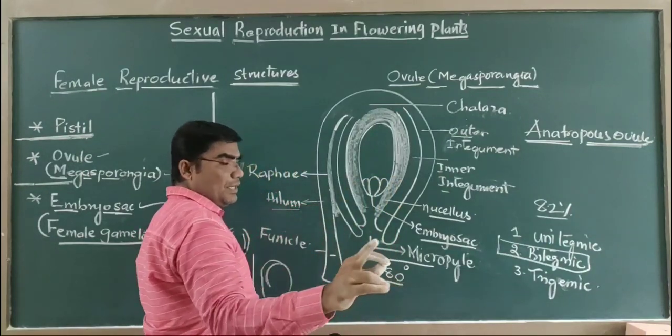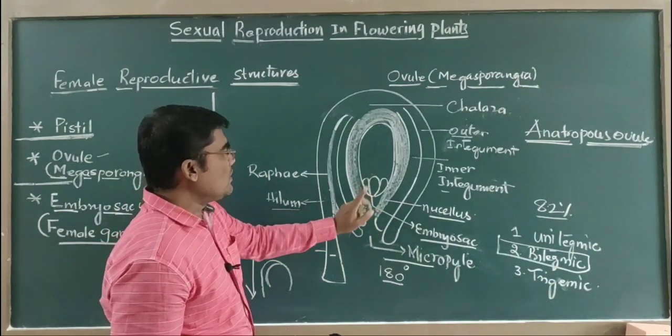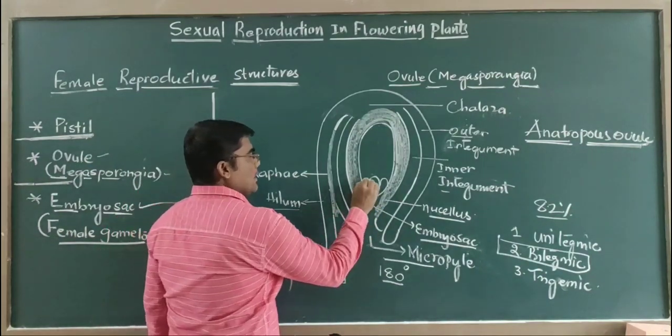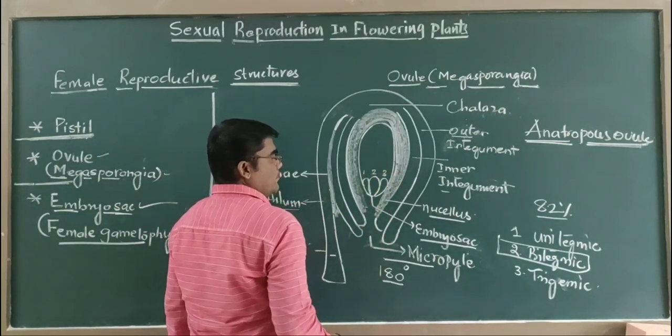Like this. 3 cells we observe. ಈ ಮೈಕ್ರೋಪೈಲ್ ಕಡೆ 3 ಸೆಲ್ಸ್ಗಳನ್ನು ನಾವು ಅಬ್ಸರ್ವ್ ಮಾಡ್ತಾ ಇದ್ದೀವಿ. Say this is 1, 2, 3.